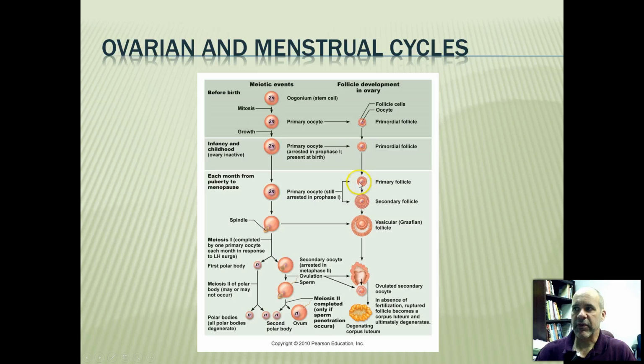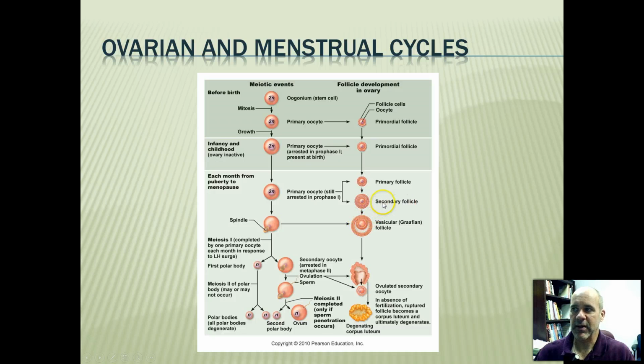All right, and then primordial follicles become primary follicles. Those cells of the follicle change shape and elongate. And then in response to primarily follicle stimulating hormone and also later estrogen, these primary follicles, some of them become secondary follicles, and hopefully just one per month develops into a mature follicle or a Graafian follicle, a vesicular follicle. So that's where it's very large, and inside there you still have a primary oocyte in there.